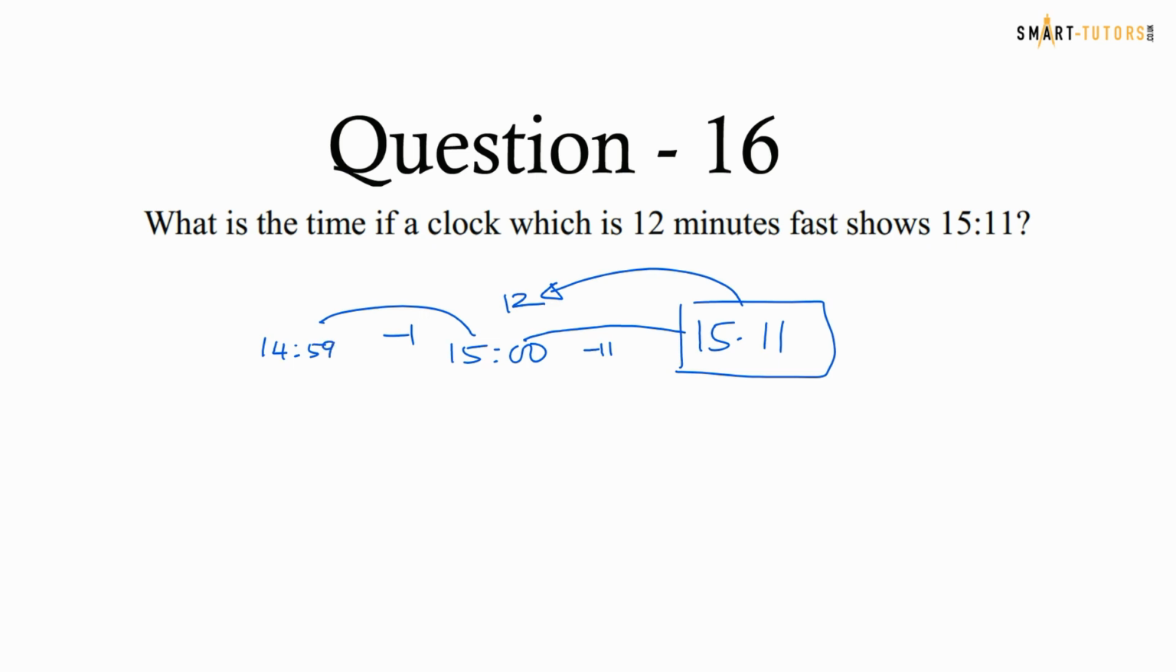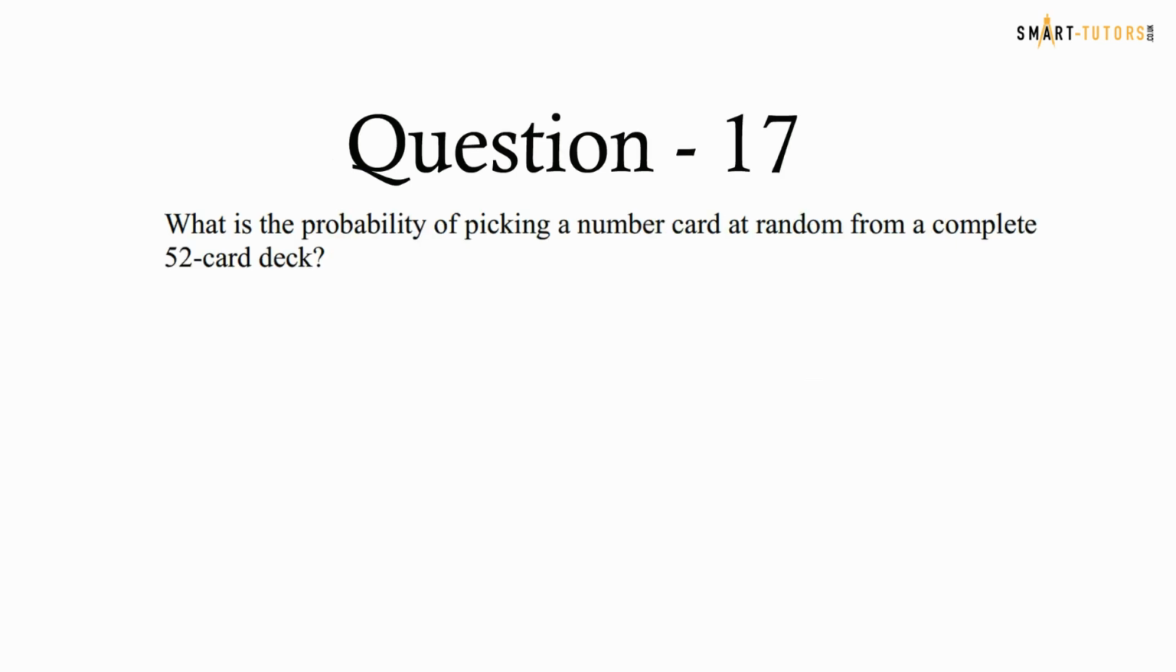So that becomes 12:59, because 60 minutes is 1 hour. So the answer is 12:59. That is the actual time, because the watch is a little bit faster, 12 minutes faster. So the actual time is 12:59.